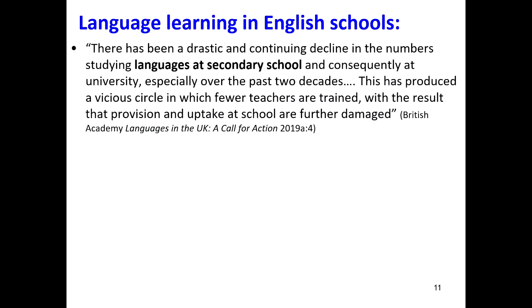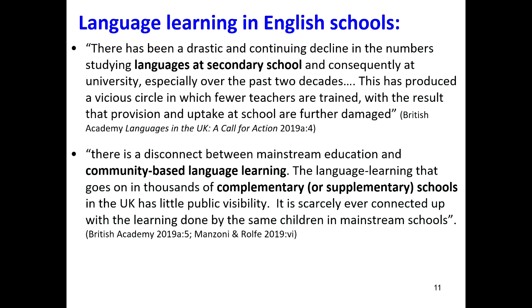the numbers studying languages at secondary school, and consequently at university, especially over the past 2 decades. This has produced a vicious circle in which fewer teachers are trained, with the result that provision and uptake at school are further damaged. Vis-à-vis community languages like Portuguese, there is a disconnect between mainstream education and community-based language learning. The language learning that goes on in thousands of complementary or supplementary schools in the UK has little public visibility. It's scarcely ever connected up with the learning done by the same children in mainstream schools.